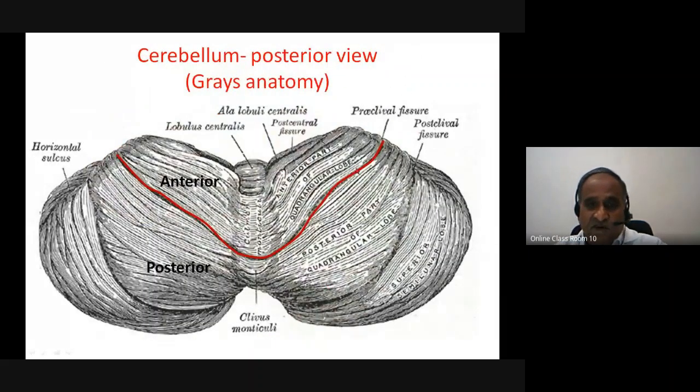Now this is what the cerebellum looks like from the posterior side. It's a view taken from Gray's Anatomy. This is the cerebellar view, and it's something amazing. This is the central part, and these are the two cerebellar hemispheres, and this is the primary fissure. It's called a fissure here, not a sulcus, a primary fissure, and these are the posterior or lateral fissures on this side.